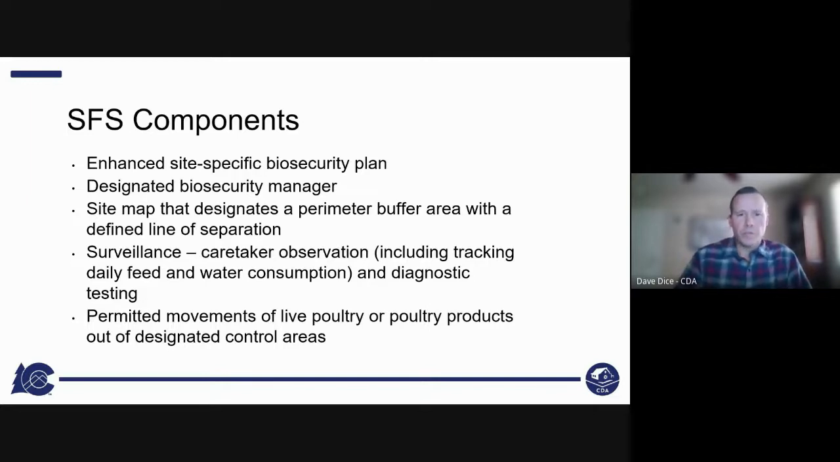That designates a perimeter buffer area with a defined line of separation for your premises. And then there's also the surveillance component. As mentioned, the caretaker observation, which includes, we talked about tracking daily feed, water consumption, and there's also the diagnostic testing component. And then what all of this wraps up to and leads to is getting to that ability to have permitted managed movements of live poultry or poultry products out of designated control areas. And I'll get to more on the permitted movement and how those designated control areas look in a little bit.